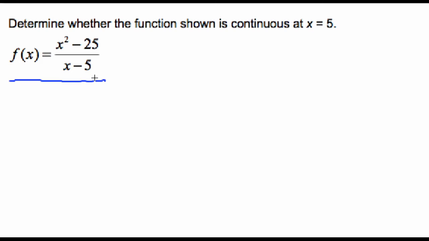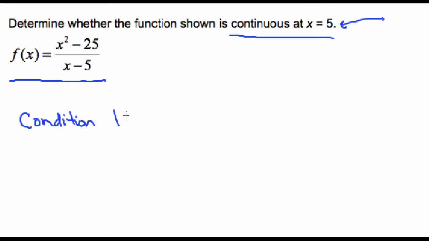Let's determine whether the function shown, which is f of x equals x squared minus 25 over x minus 5, is continuous at x equals 5. To determine if a function is continuous at x equals 5, we'll determine if the three conditions of continuity are all satisfied at x equals 5. If any of the conditions are violated, well, the function is discontinuous at x equals 5.